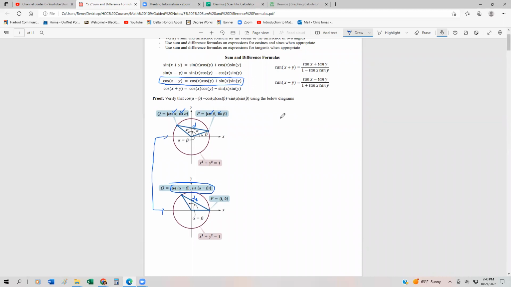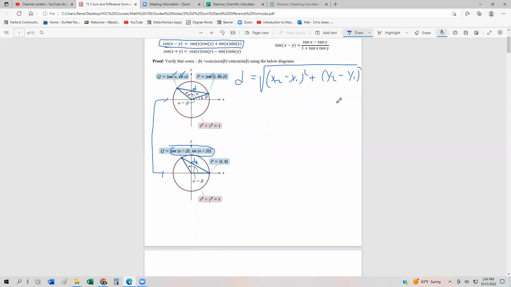So let's find distance 1. And just to remind you of the distance formula, let's start with that just in case we forgot. That's going to be the square root of x sub 2 minus x sub 1 squared plus y sub 2 minus y sub 1 squared, right? And so I'm going to do this down here.